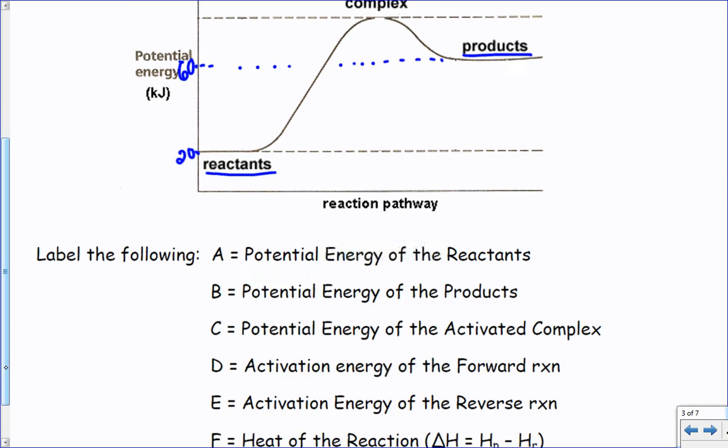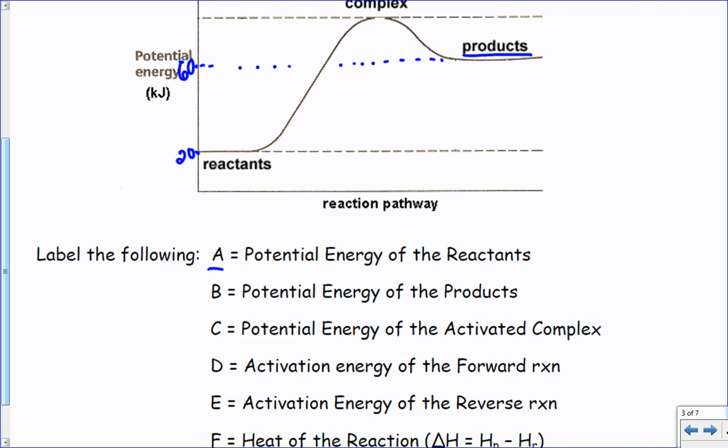So let me erase this, and we will start. Before I start, I want to be very clear. A is not always going to be the potential energy of the reactants. B is not always going to be the potential energy of the products. But the potential energy of the reactants will always be in the same place. I could call it any letter I want. It's up to you to decide where it is and label it accordingly with the problem.